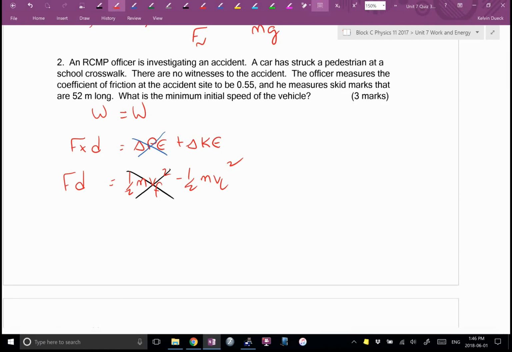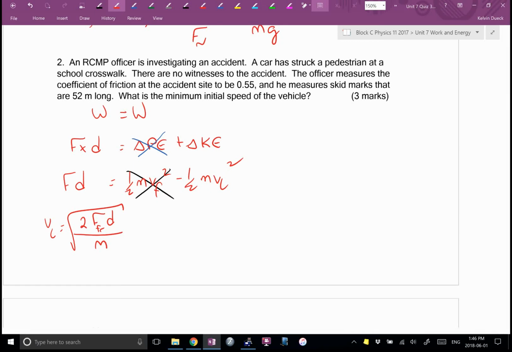If any of you get involved in RCMP or crime scene or accident investigation, I bet this equation is in the notebook of things that they have to fill out. I'm going to get minimum speed is the square root of 2 times force times distance divided by m. Oh, got a problem. Which force? Friction.